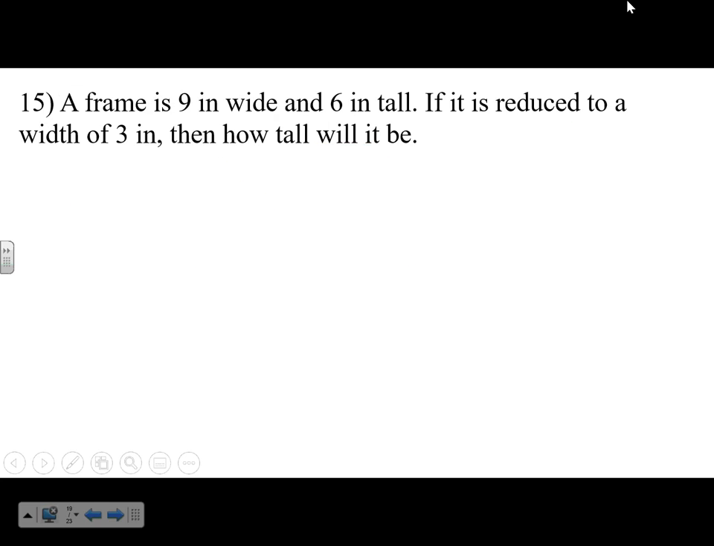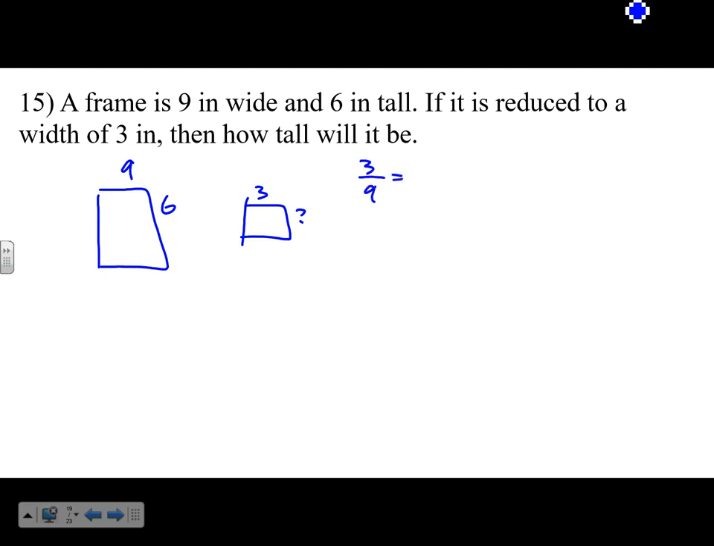A frame is 9 inches wide, 6 inches tall. If it is reduced to a width of 3 inches, then how tall will it be? So again, draw another picture. 9 inches wide, 6 inches tall. If it is reduced to a width of 3 inches, then how tall is it? So we have 3 over 9 is equal to x over 6. Solve for x. That's 3 times 6 is 18 is equal to 9 times x. 2 is equal to x.